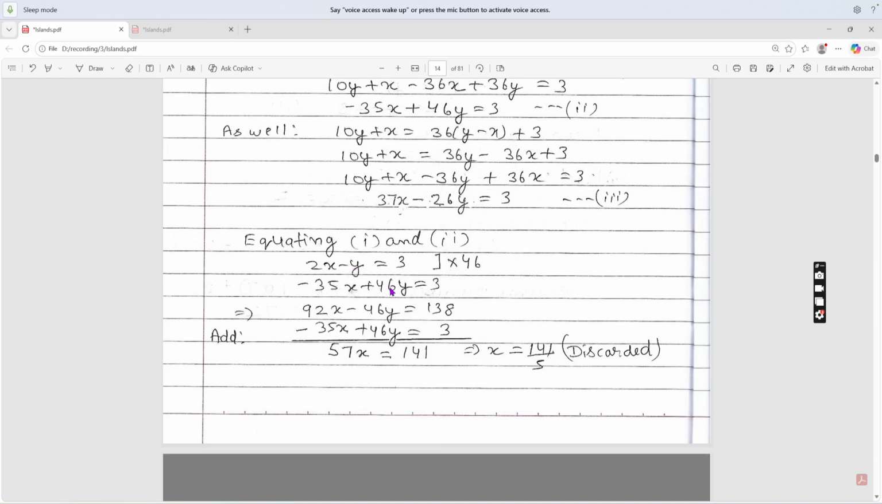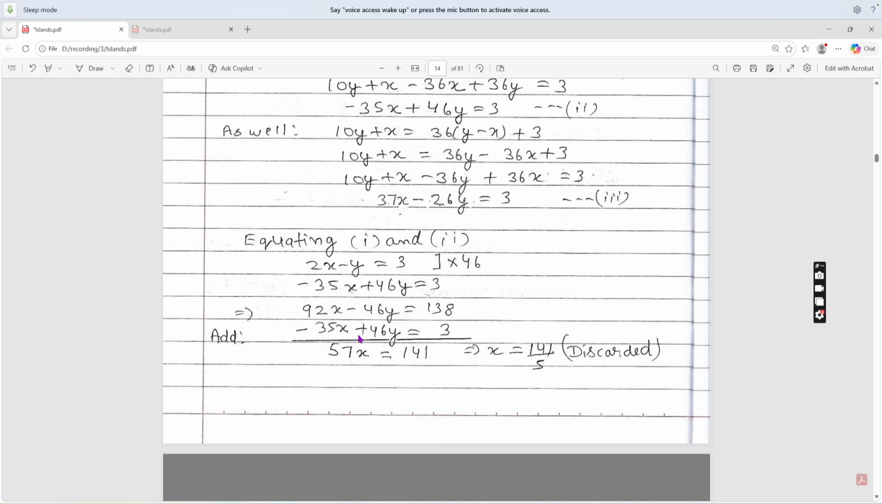And 46 is equal to 46, which is the coefficient of y in both the equations. So 46 into 2 is 92x, minus 1 into 46 is minus 46y, is equal to 3 into 46 is 138. This need not be multiplied by any number, because here we are getting 46, which is our aim. So this is going to be copy paste, minus 35x plus 46y is equal to 3.